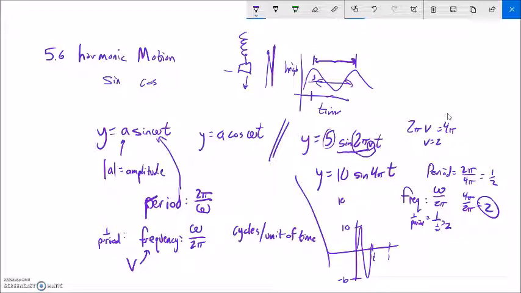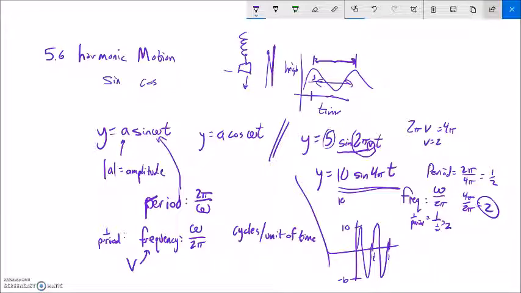So notice again what the frequency means is in one unit of time, this will have repeated itself twice. You see how if the period's 1/2, the frequency has to be 2. They're reciprocals of each other. So now I have a couple of pieces here. I can do some analysis just by looking at the graphs.